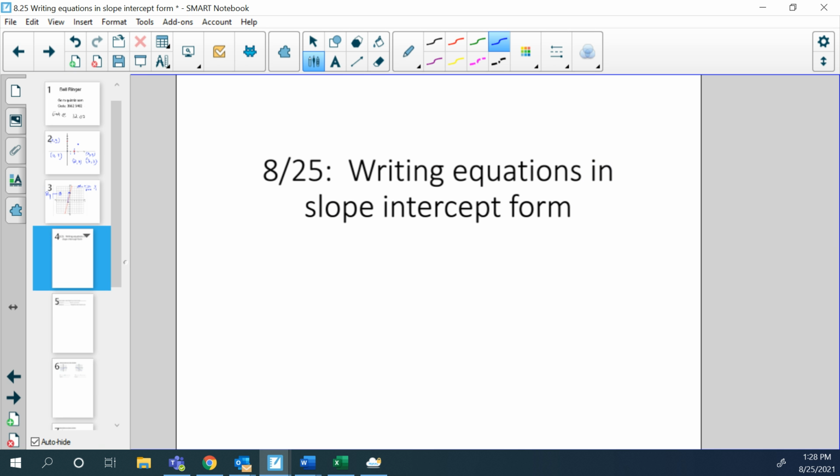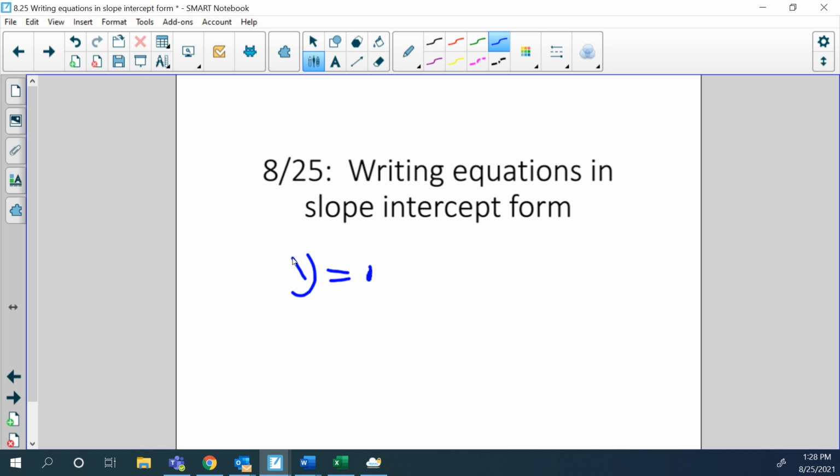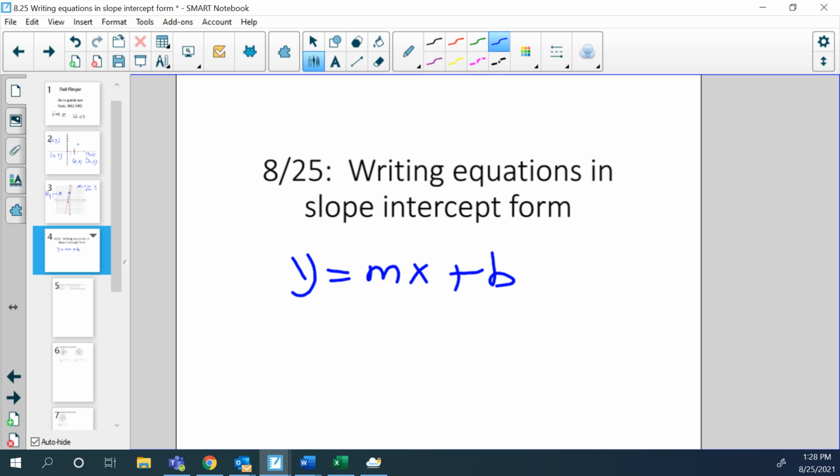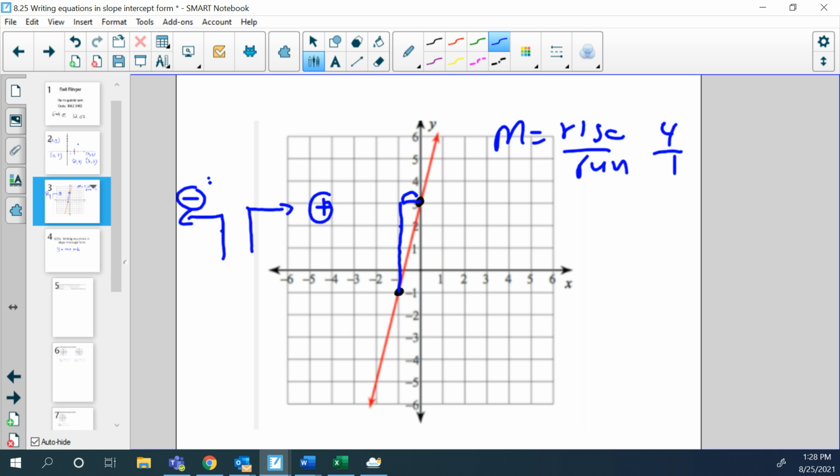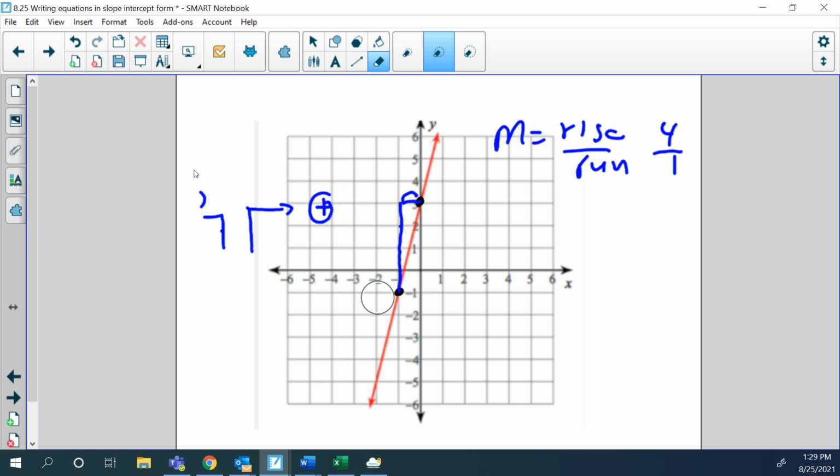Okay. So today's lesson is writing equations in slope-intercept form, using y equals mx plus b. Let me go back to this graph right here. I want to make the connection so you guys see what I'm talking about. Let me erase this for a second.